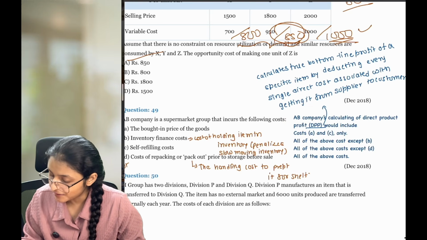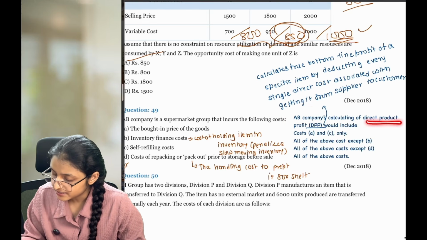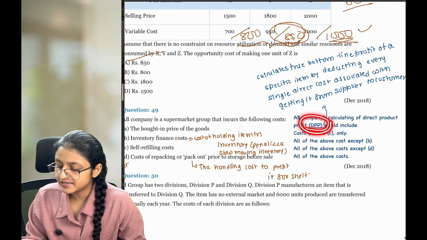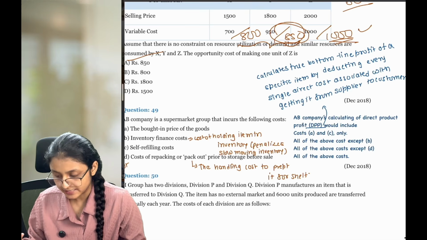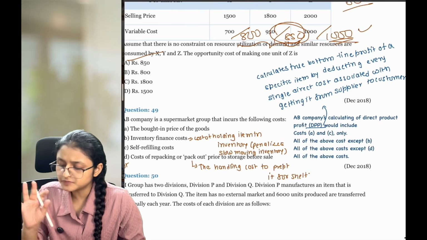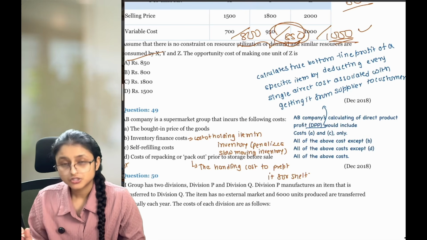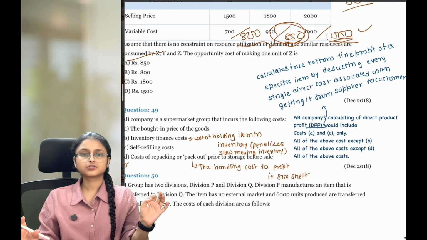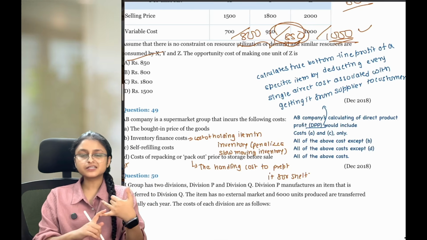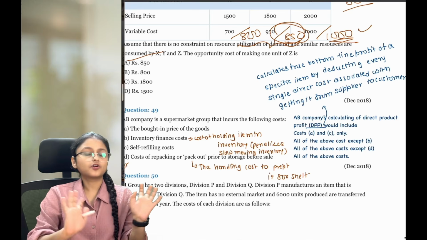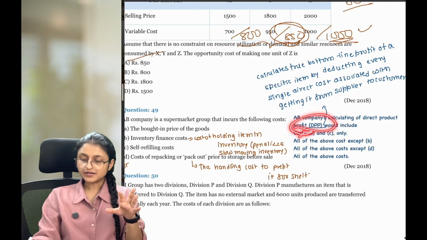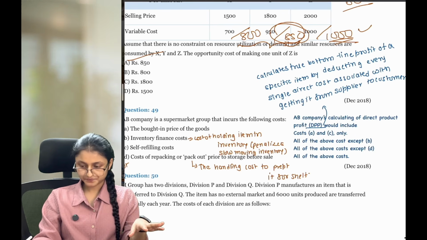Okay? AB company is calculating direct product profit. Direct product profit would include... So what is the direct product profit which our company is calculating? Direct product profit means the profit specific to that product itself. So whatever cost is incurred for that product, I am going to consider all that cost. It doesn't matter whether it is direct, indirect or any kind of cost. I am going to consider all the cost incurred for the product for calculating the profit of that product only. Okay?